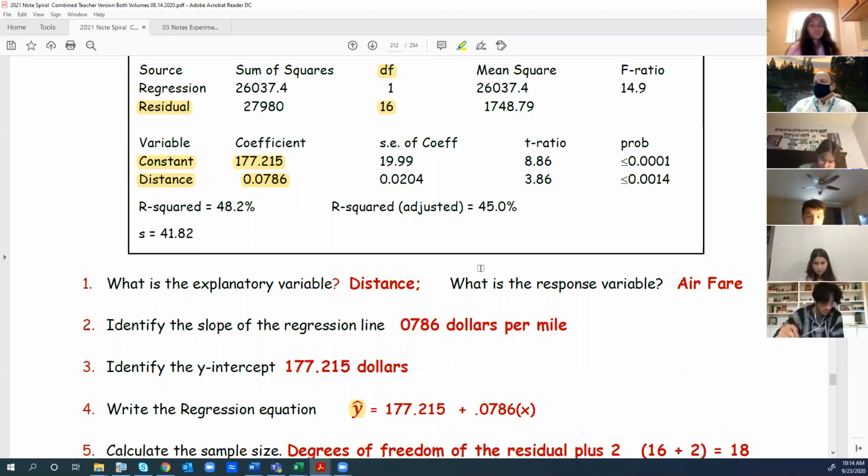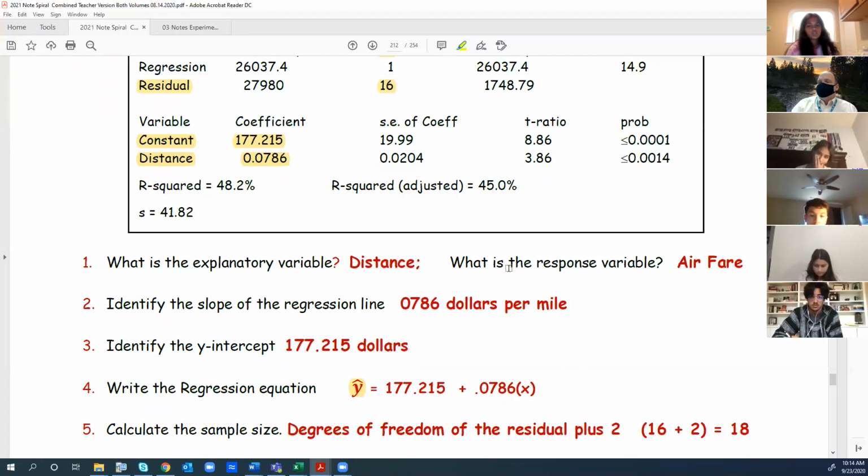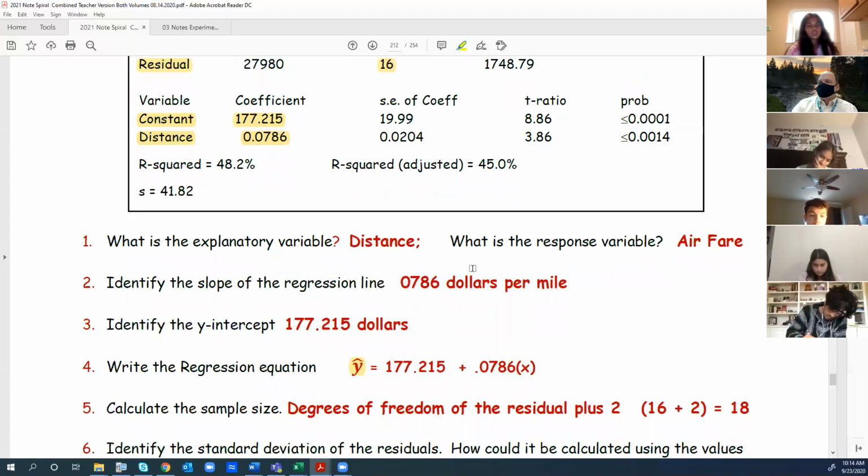You don't need to know what degrees of freedom are right now. You just need to know that that's the sample. That's how that tells you the sample size.